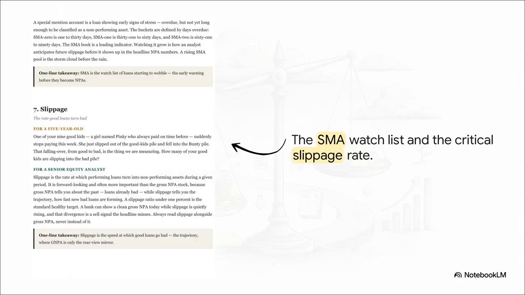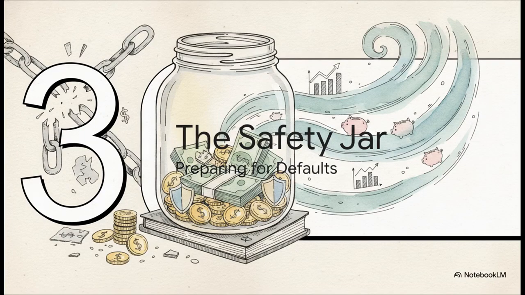Now, analysts don't just look at the total mountain of bad loans. They focus heavily on what's called slippage. This is the speed at which good, reliable customers are suddenly sliding into the bad pile over a given period. A bank might boast a totally clean record today, but if that slippage rate is quietly creeping up, that is a massive, glaring red flag. Which brings us to Section 3, the safety jar and preparing for the inevitable.